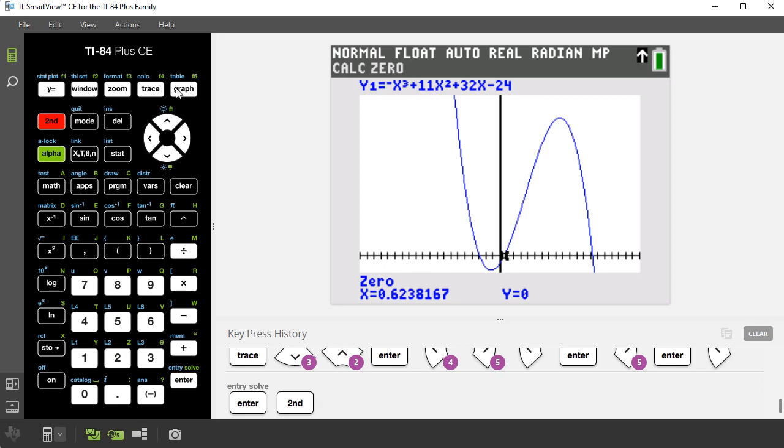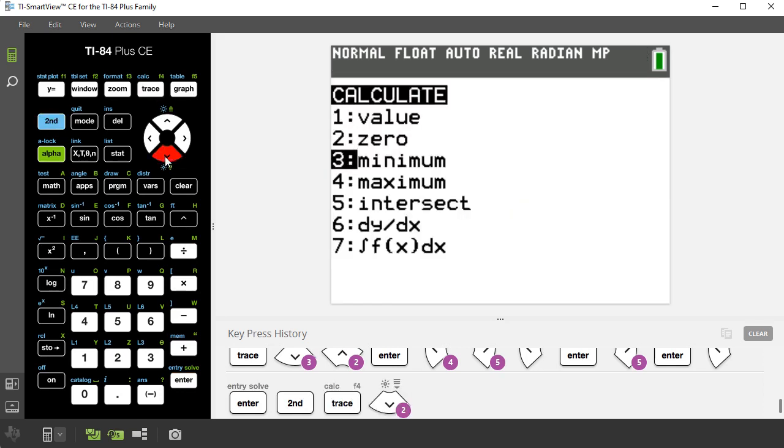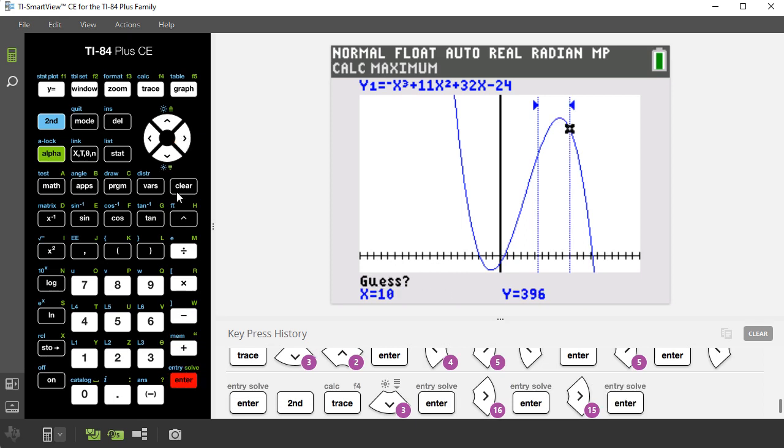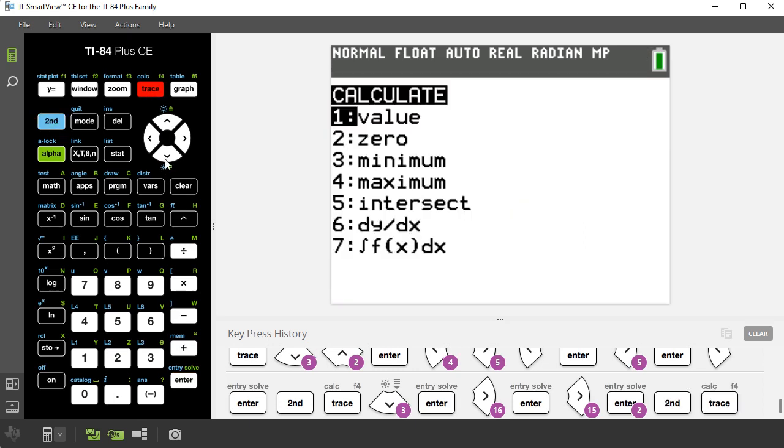But another point that we have is essentially this maximum, of which in this case we could say, for example, that this one is to the left, and this one is to the right. We hit enter, and we see that the maximum is 8.57 and then 4.27. So there's our maximum.